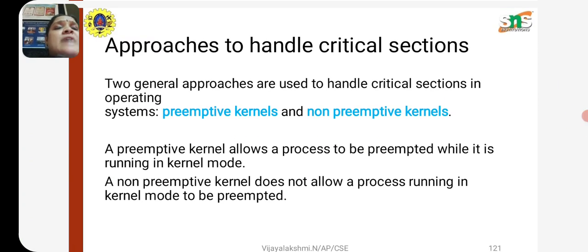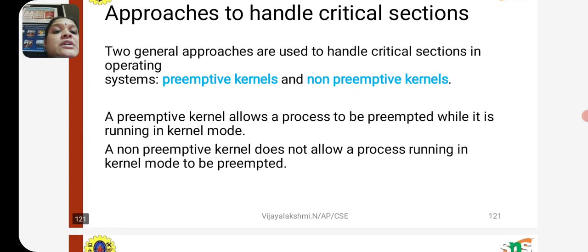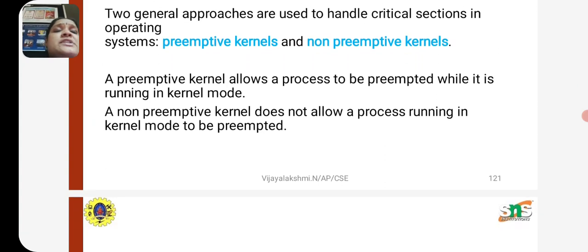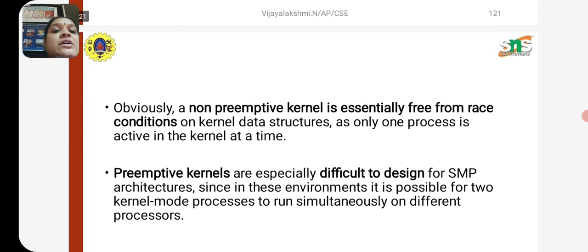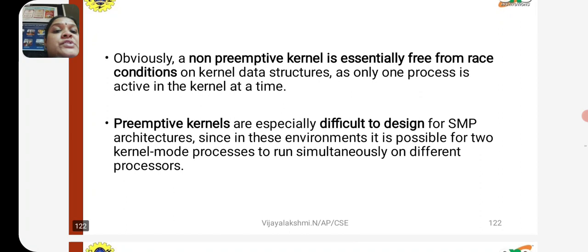So what are the approaches to handle a critical section? There are two general approaches: preemptive kernel and non-preemptive kernel. What is the meaning of preemption? You already know: if one process is executing, there is an authority for one more process to enter. It can interrupt the running process, saying that I need a chance to execute my program code also. That is called preemption. Non-preemptive is the thing I have told, where this won't happen at any cost. So these are the two approaches.